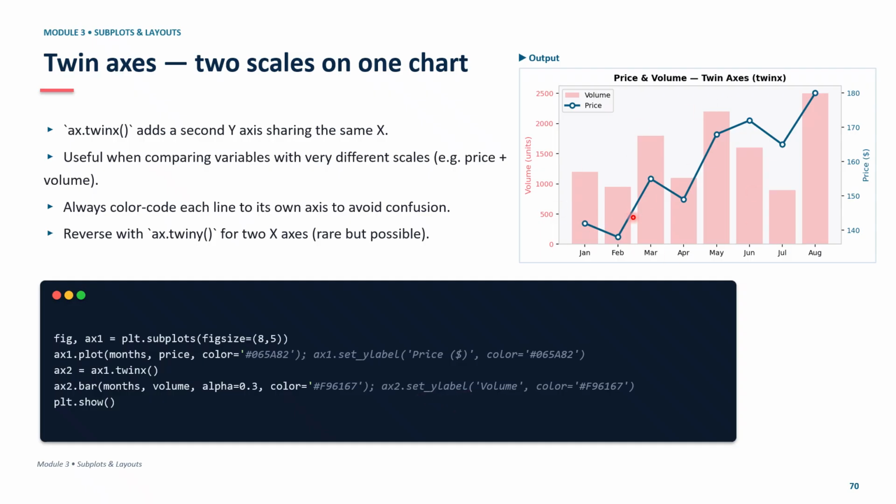So look at the output: the blue line for the price and the red transparent bars for the volume, with a combined legend and properly color coded axis labels. The caution here is that the twin axis can mislead if the scales are not labeled very clearly. Some data visualization experts say that using the twinx method is not advisable. So when in doubt, you are not supposed to use this. Rather, you can make two separate subplots instead of the twin axis.